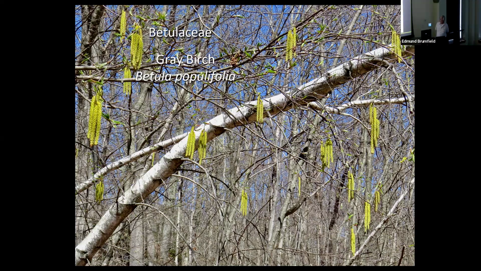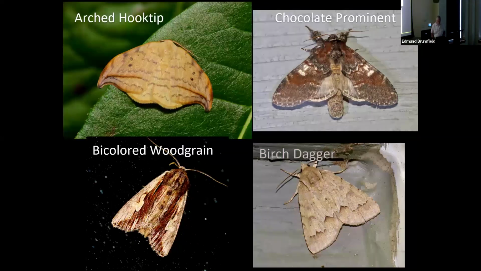Birches, Betulaceae. This is a gray birch in our yard with the catkins. Another popular group, a widespread group of plants, several different species. And then we get these, the arched hook tip, which is one of my Star Trek series of moths. The very yummy chocolate prominent, another one of those prominents. They're very, very common as a group.